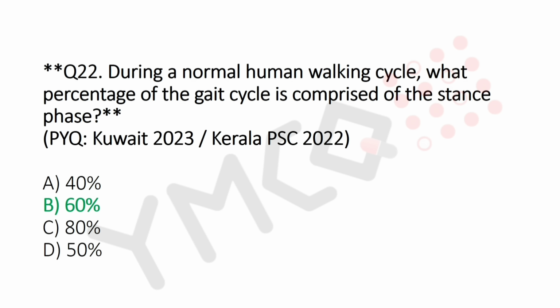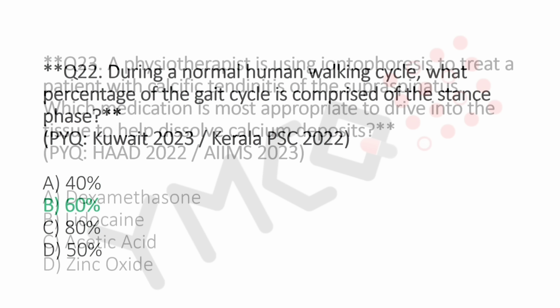In normal walking, your foot is on the ground, that's the stance phase, for 60% of the time, and the swing phase, in the air, for 40%. Total 100%. Okay. Now let's move to question number 23.